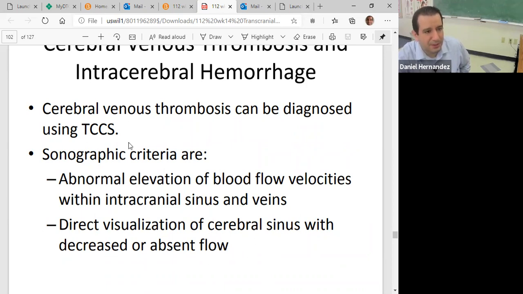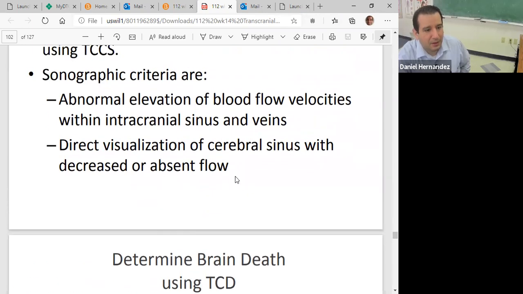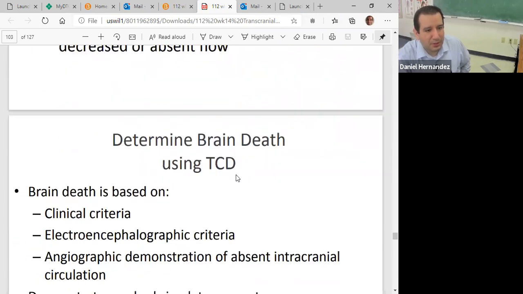So that's one of the benefits of our color-coded sonography: we can actually visualize these venous sinuses and veins, and we can potentially visualize the thrombus or absence of flow within those vessels. We can also use our transcranial Doppler to determine brain death. So that's another test or function for our transcranial Doppler.